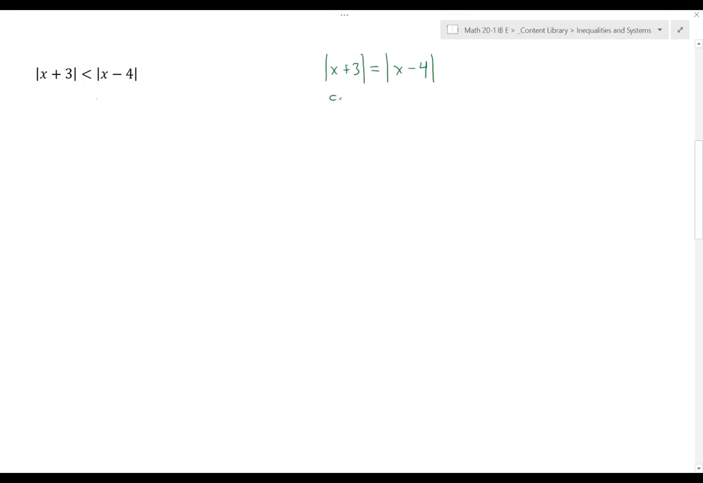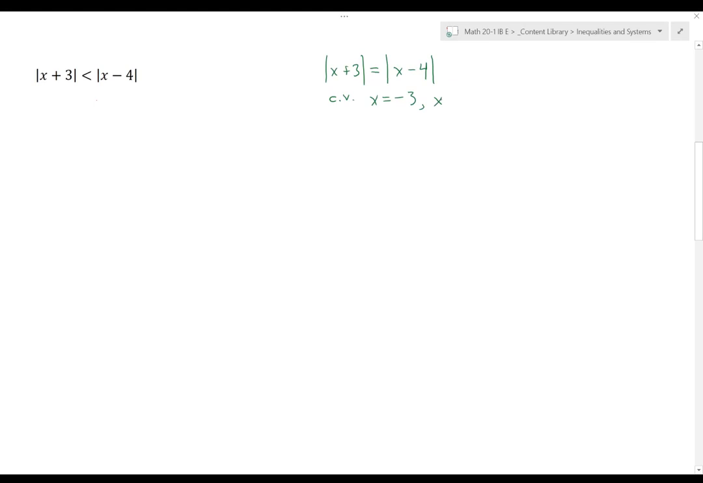I've got two critical values here, where x equals -3 or where x equals 4. So that divides my number line into three regions. I have values of x that are less than -3, values of x that are greater than or equal to -3 but still less than 4, and values of x that are greater than or equal to 4.